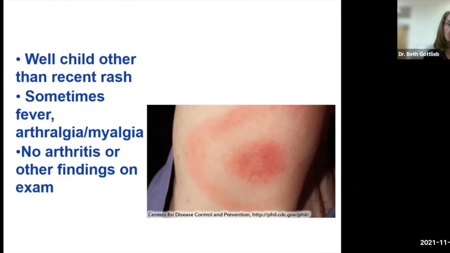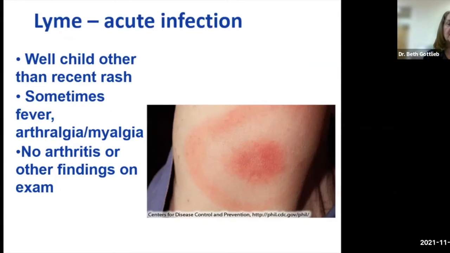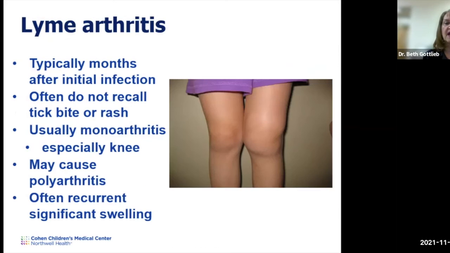And here is Lyme. The acute infection would be this rash here, right? That target lesion, and that's erythema migrans. And here is Lyme arthritis, this very large knee, which is the most common, right? This comes months after the acute infection, and they may never remember having had that rash. So we do want to do the Western blot test for that and treat them appropriately with antibiotics.